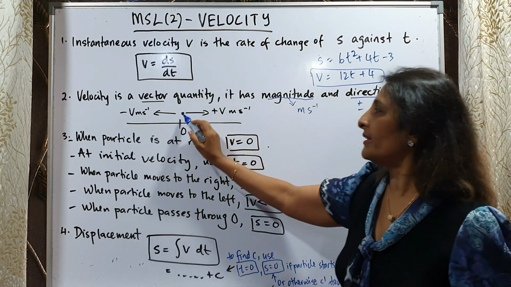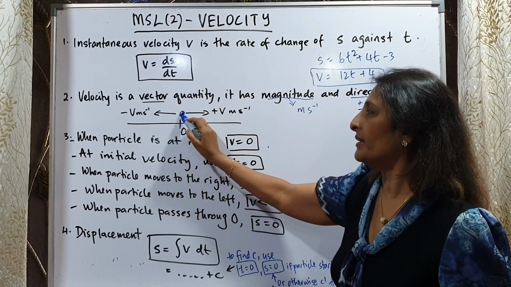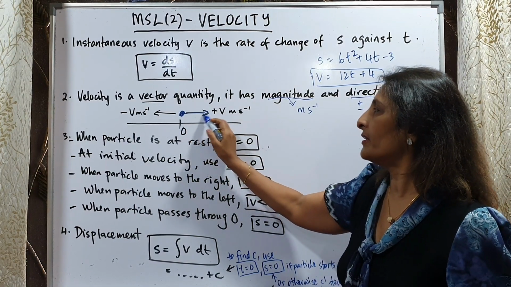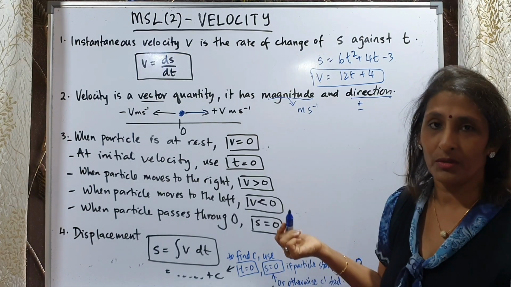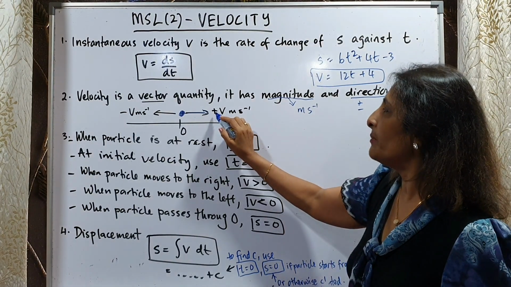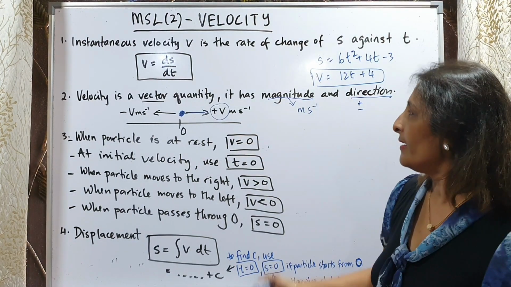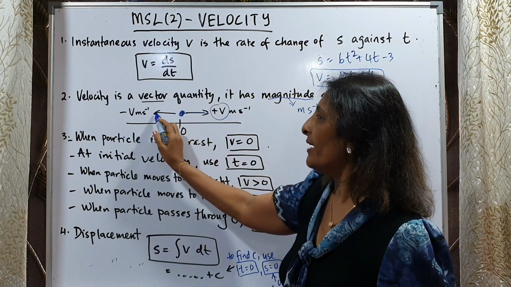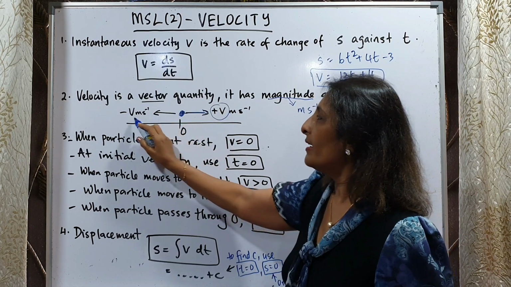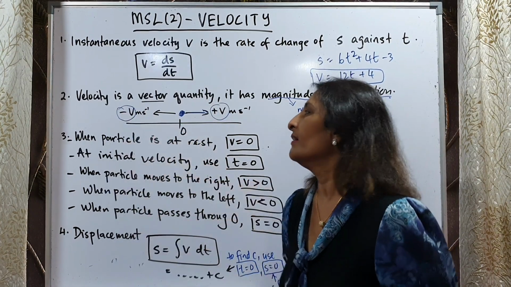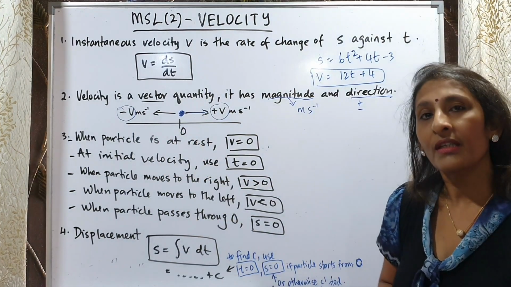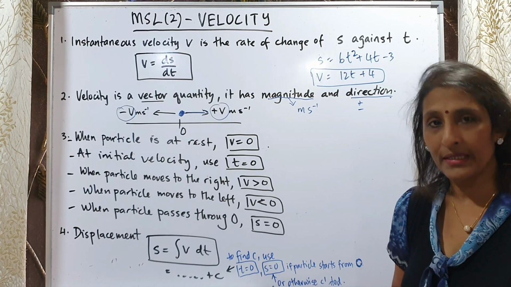So if a particle starts from O, this is a particle, and it moves in this direction, assuming direction to the right is positive, then your answer will be positive v. Positive v means it's moving to the right. And if the particle moves to the left side, the opposite direction, then it will be negative v. So positive or negative shows us the direction of the movement of a particle.